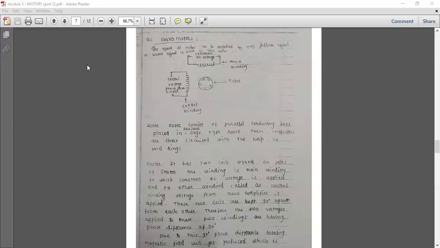When the word comes to DC motors and AC motors, you should be aware that DC motors are classified into parallel, shunt motors, series motors, and compound motors. And when it comes to AC motors, that is AC servo motors, they are classified as single phase and three phase induction motors. One of them is the AC servo motor.